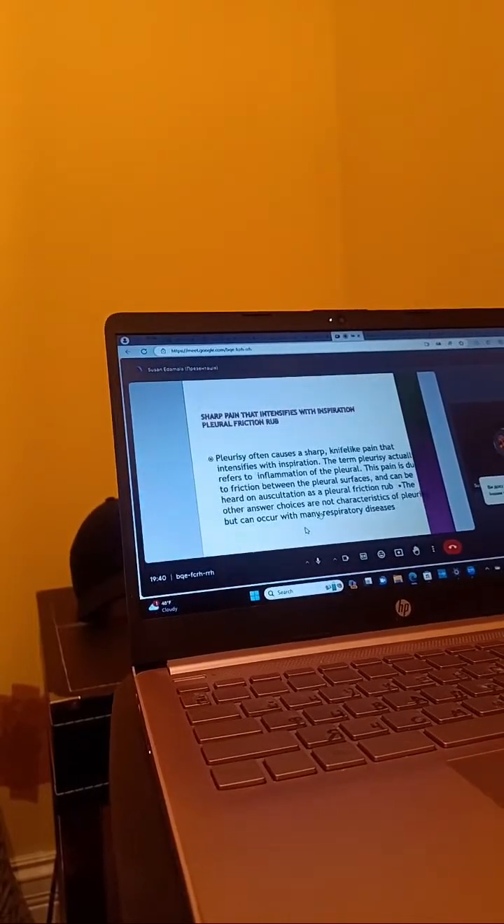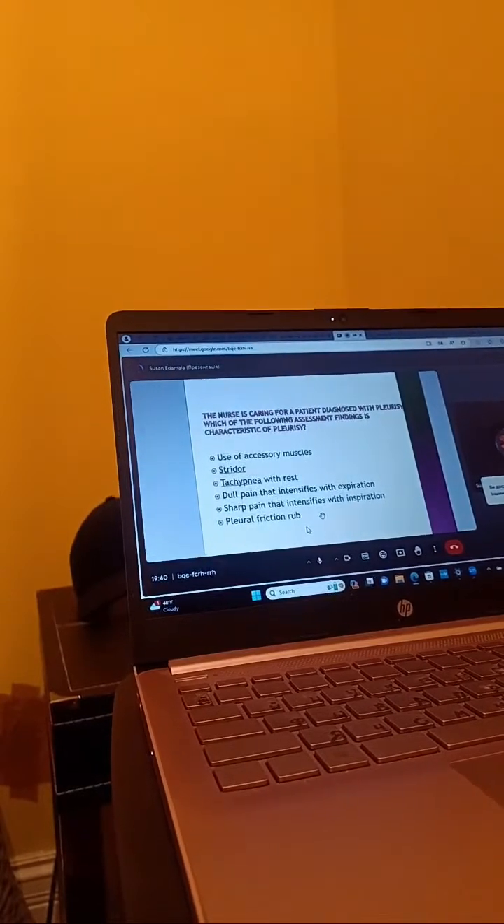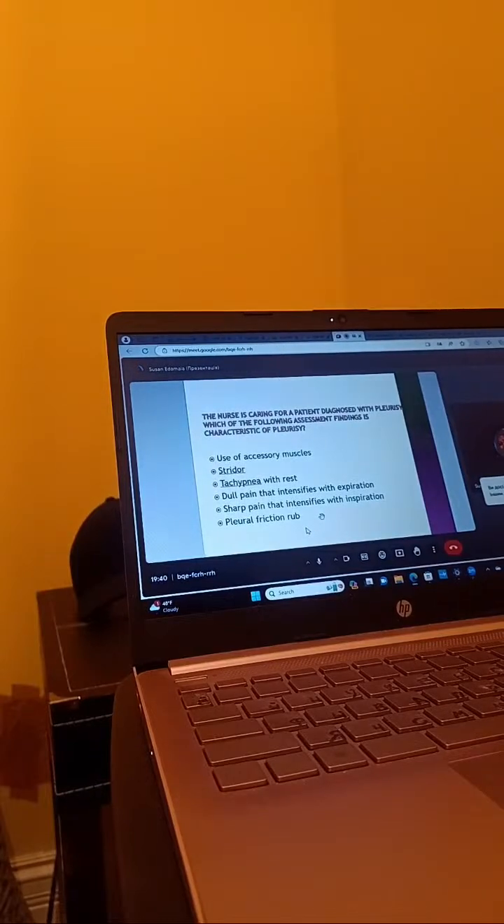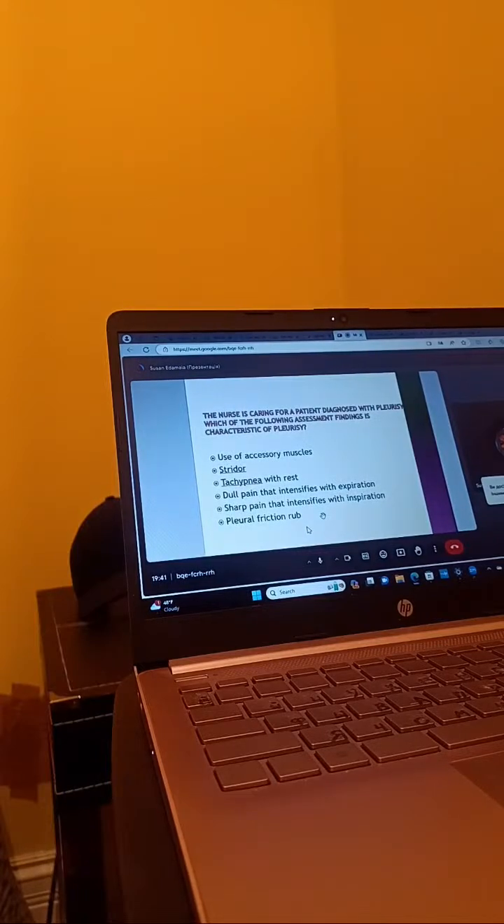Use of accessory muscles: when pleurisy is there, they don't use them, because they try not to breathe too hard. It's paining them, so they will not use the accessory muscles. There is no stridor because there is no blockage in the airway. Stridor happens when there is a blockage, like a tumor or some secretion. They also don't have tachypnea at rest. Tachypnea at rest would be in pulmonary embolism or some other condition, so that is also not there.